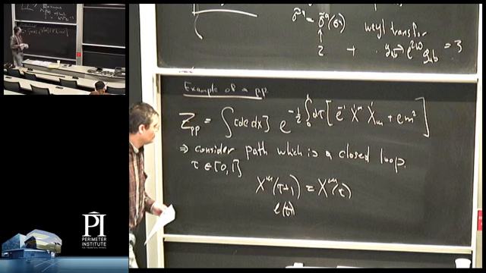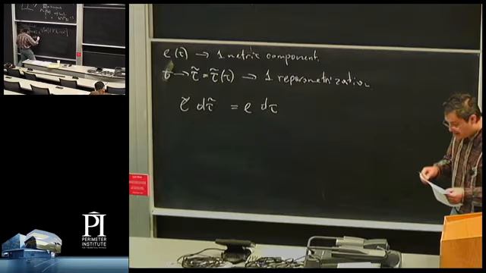Okay, and so what we're going to do now, we're going to look at configurations in the field space which are closed, right? So we're going to consider paths which is a closed loop. Okay. So what this means, I can assume that my parameter tau changes from 0 to 1.